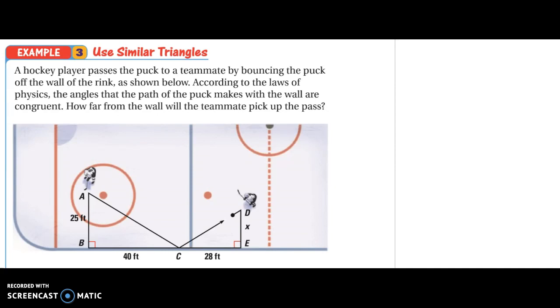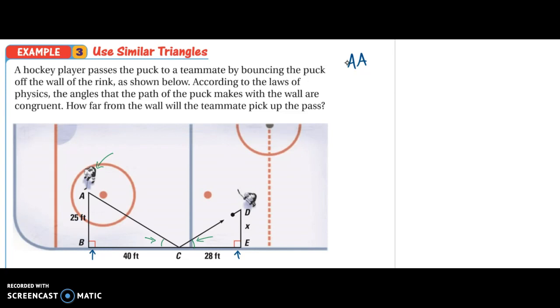Once you're ready, this problem is saying that this hockey puck passed by this player, right? When the hockey puck comes in, it comes in at a certain angle, and then the hockey puck bounces off the wall at the same angle. So we have these two angles that are congruent, and we also have these two angles that are congruent, right? So we have two angles. Angle, angle. So we know that the triangles are similar because of the angle similarity postulate.